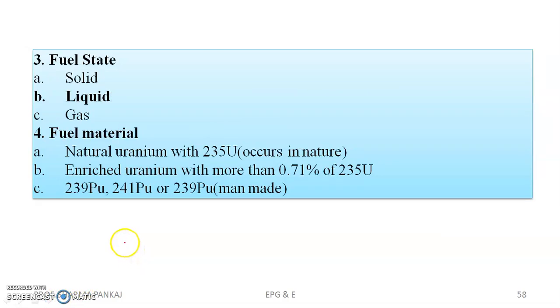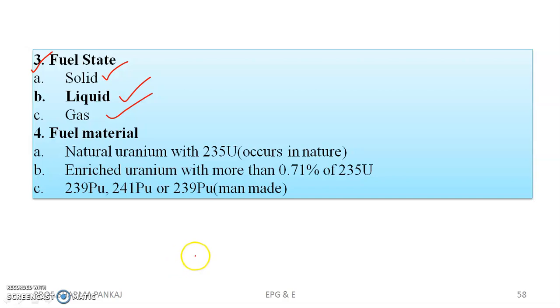What are fuel states? Fuel state is obviously solid, liquid, and gas. The type of state of fuel used for nuclear power plant is in 3 states. Obviously it is solid, liquid, gas. We are not going beyond these 3 states of matter.